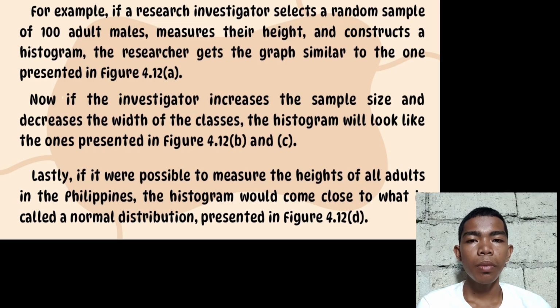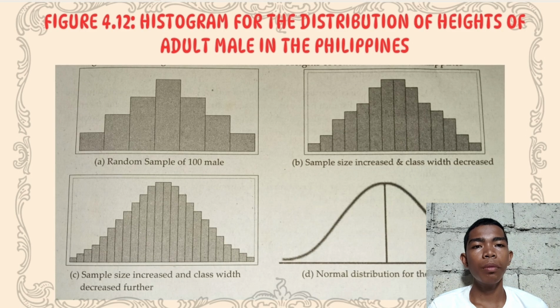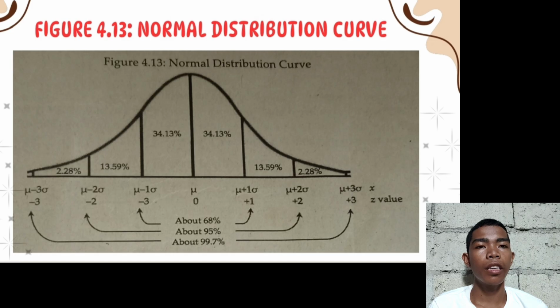Lastly, if it were possible to measure the heights of all adults in the Philippines, the histogram would come close to what is called a normal distribution, presented in figure 4.12d. Figure 4.13 shows an example of a normal distribution curve, which has 34.13% on each side, 13.59% on each side, and 2.28% on each side. So if it is cut in half, it is 50% and 50%, equal to 100%.